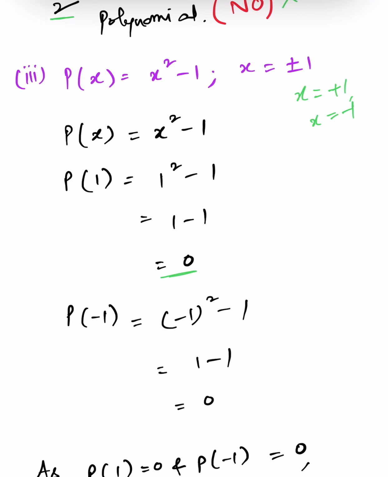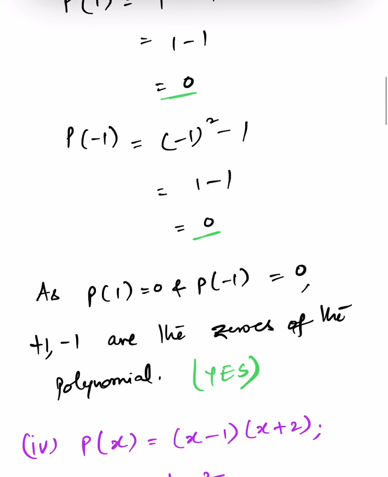Let us calculate p of minus 1. Okay. Minus 1 whole square minus 1. So that is also equal to 1 minus 1, which is equal to 0. As p of 1 equal to 0 and p of minus 1 is also equal to 0, plus 1 and minus 1 are the zeros of the polynomial. So this is a yes again.